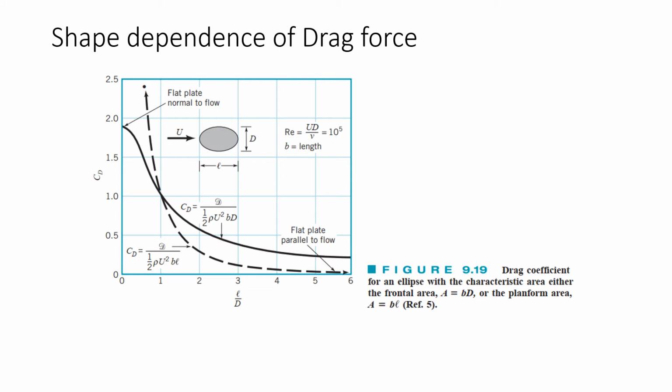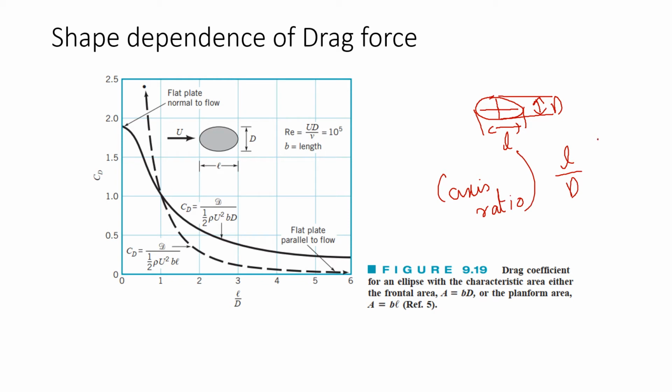Then we talked about how the drag force is dependent upon the shape of the object, and whenever we take a certain shape to see how that affects the drag force, we take an ellipse. We take an ellipse because it has two axes. One is the major axis, the other is the minor axis; one is represented as D, and the other is represented as L. And we take the L by D ratio. This is also called the axis ratio.